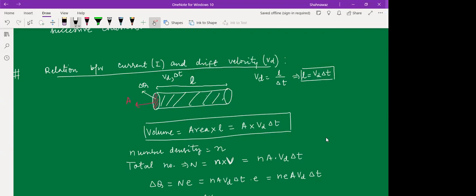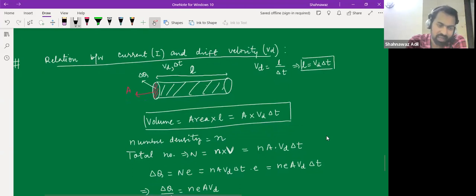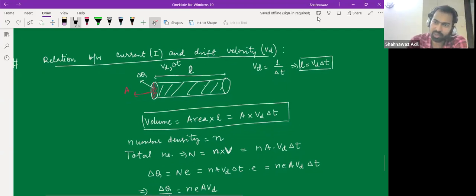Now we have number density. So number density would be how much? This would be the total number of electrons per unit volume. Density meaning per volume, right? So this is the number density, n. And if I calculate the total number, this would be number density into volume. Understood?